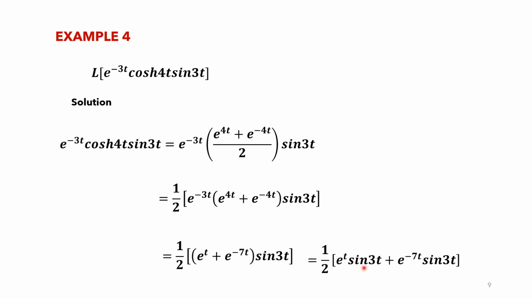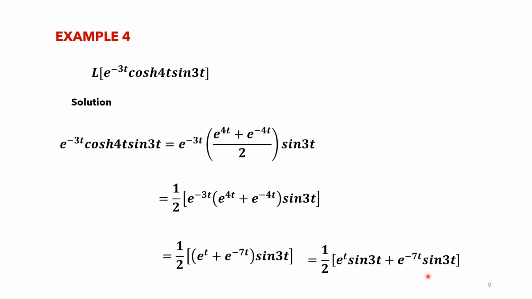So now we have to calculate the Laplace transform of this and the Laplace transform of this. So now we are having two functions. In both the terms we have to apply the first shifting theorem. In the first term, we have the function sin 3t with e raised to t, and in the second term we have the function sin 3t again with e raised to minus 7t. So we have to calculate the Laplace transform of sin 3t for both the terms, and whatever answer you get, in the first term replace s by s minus 1, and in the second term replace s by s plus 7.